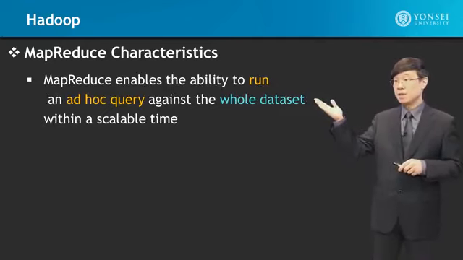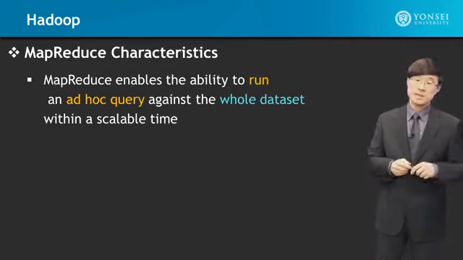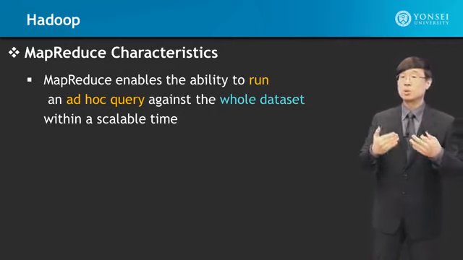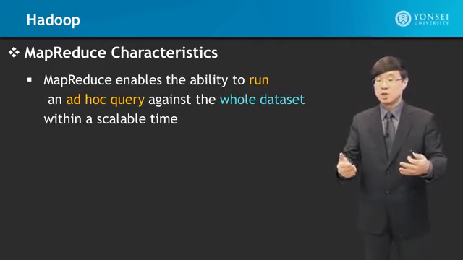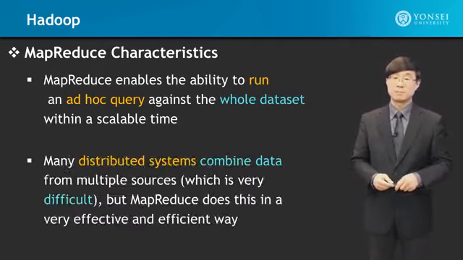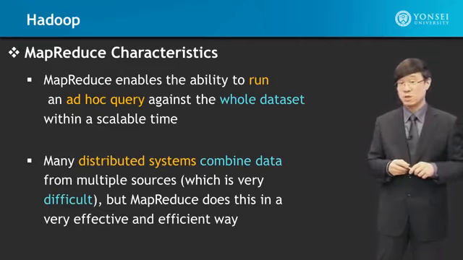MapReduce enables the ability to run an ad hoc query against the whole data set within a scalable time. So that is why it is so powerful. You will not just use sample data, you will search across the overall data set. Many distributed systems combine data from multiple sources, which is very difficult. But MapReduce does this in a very effective and efficient way.